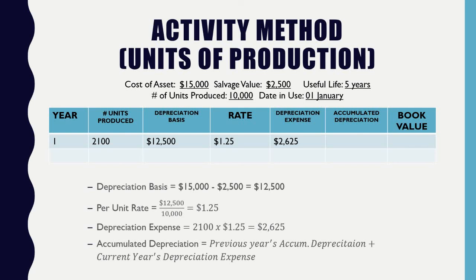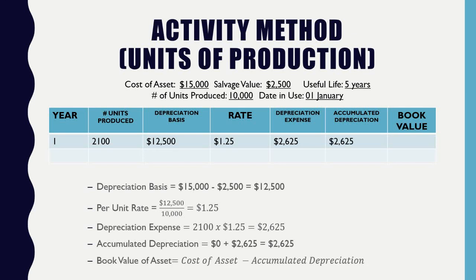2,625. Okay, good. Because there is no previous year, you're starting depreciation for the first time. So that's 0, plus the current depreciation expense, which is the 2,625. So therefore, my accumulated depreciation is 2,625.